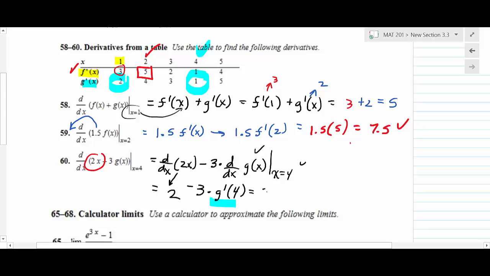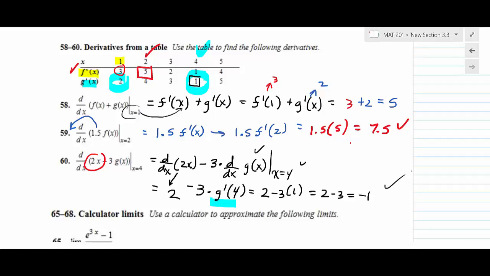So it looks like you would have 2 minus 3. And there's your value of g prime of 4 right there. That's 1. So it looks like that's going to be 2 minus 3, so that's equal to -1. Okay? It's arithmetic, but it's mostly knowledge of your basic derivative rules. Is there any question about that?